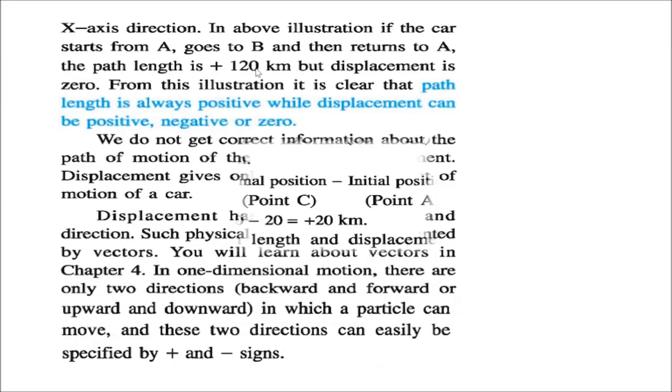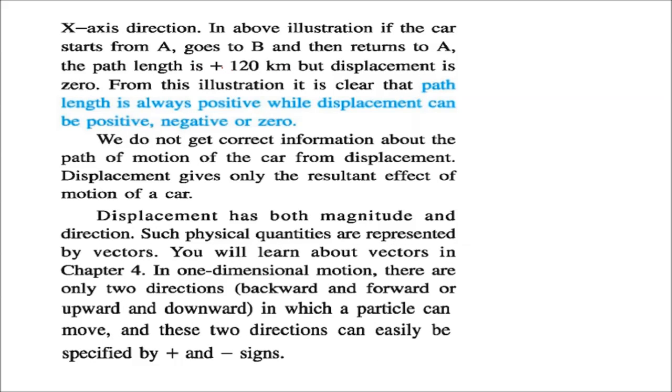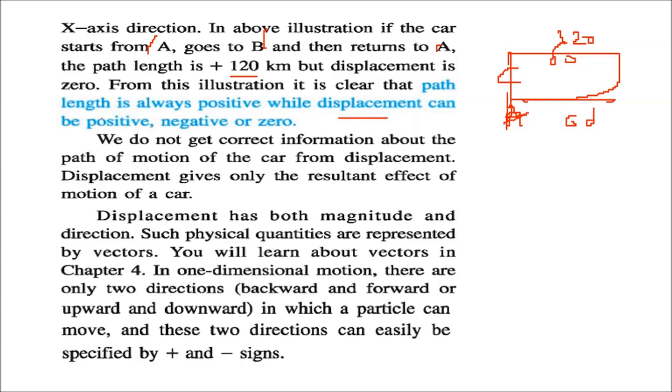So displacement of the car is in the x direction, and in the example we have seen, the car starts from A, goes to B, and returns to A. The total path length was actually 120, but the displacement is just 0, because if it starts from here and comes back to this point, the total distance will be 120, since this is 60 and again this is 60, so 60 plus 60 is 120. But this is A, and say the final position is C, and it came back, A and C are in the same position, so the displacement is 0. So path length is always positive, while displacement can be either positive, negative, or 0.